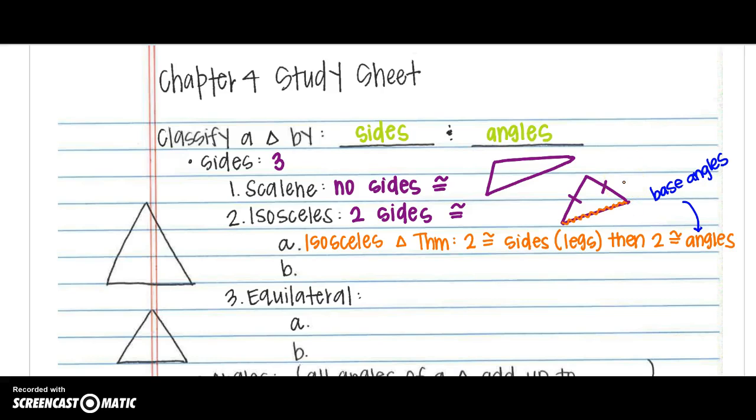So the other thing we also learned is the converse of the isosceles triangle theorem, and you may be asked, hint, to find that on your test. It's just the opposite. So if I have 2 congruent angles, then the legs, or the 2 sides opposite or across from the angles, are congruent.